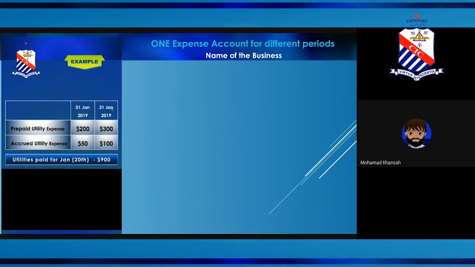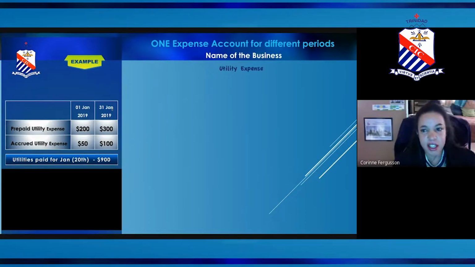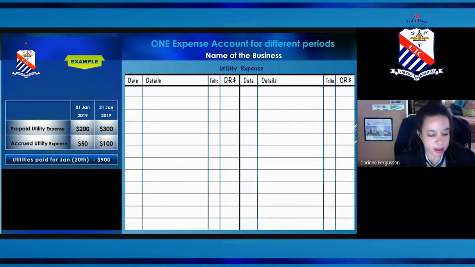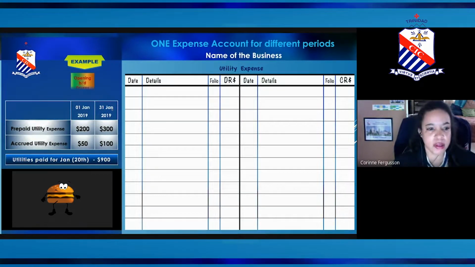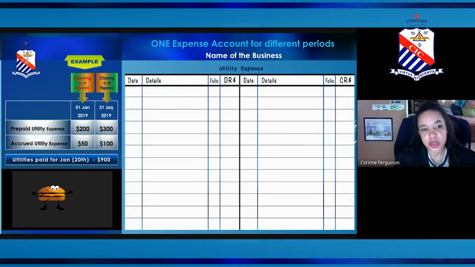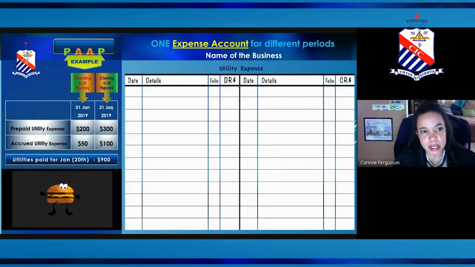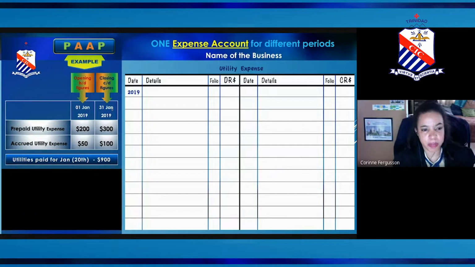Exactly, January 1st. So here is my very neat, not chicken scratch account. And January 1st will be your opening or your brought down figures, nice and easy. And your closing figures would be 31st. So the one that we are starting with first, as it's an expense account, PAP, would be your prepaid.